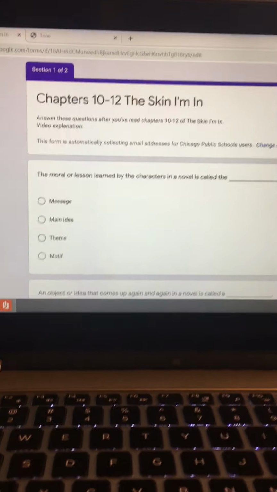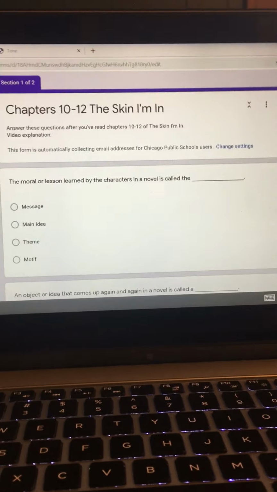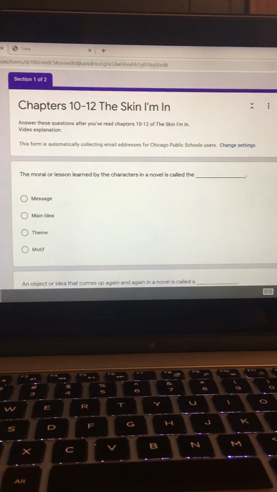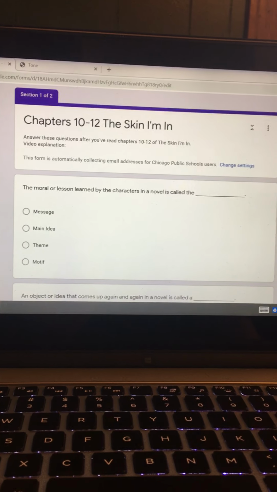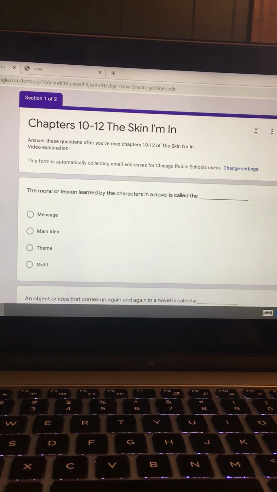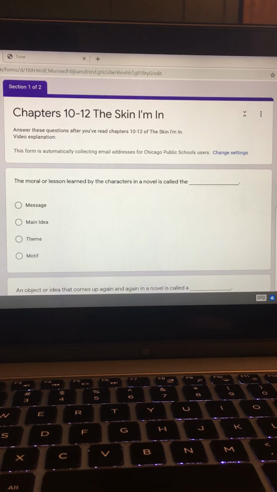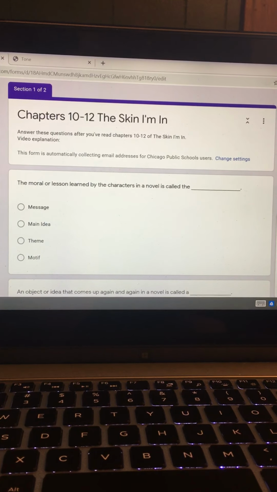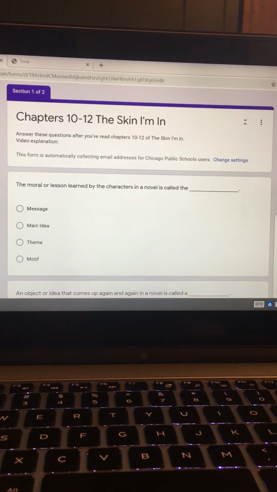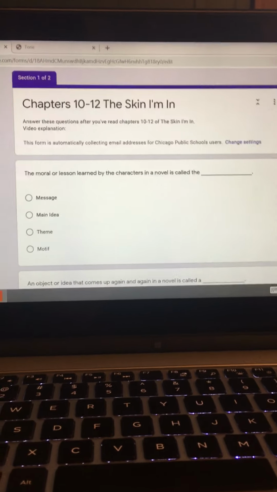So after you read, or as you read, you're going to look for times that appearances are brought up in the book. It could be the way someone dresses. We know Malika talks about that. It could be the way someone does their hair. It could be the way someone just looks in general, like the way they look when they're born.